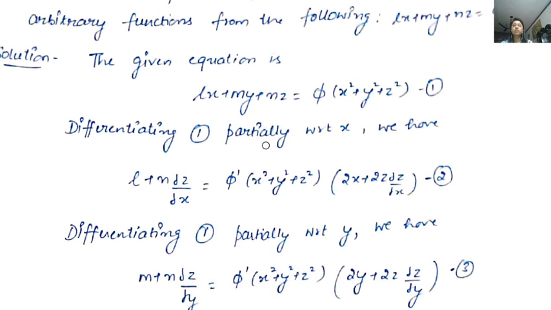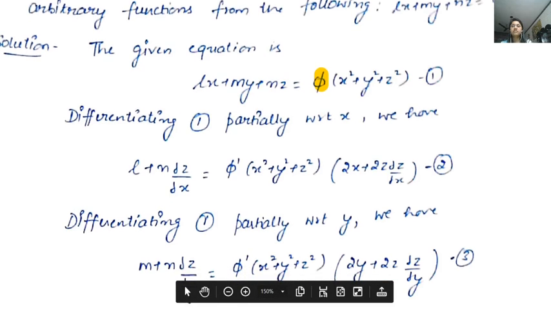Now differentiating equation 1 partially with respect to x. Here we have one arbitrary function phi. We have to eliminate phi from equation 1. When we differentiate partially with respect to x, we will get l plus n ∂z/∂x, because y is independent of x. So when we differentiate y partially with respect to x, we will get 0. And on the right side we have phi dash (x square plus y square plus z square), and when we differentiate this term with respect to x, we get 2x plus 2z ∂z/∂x.